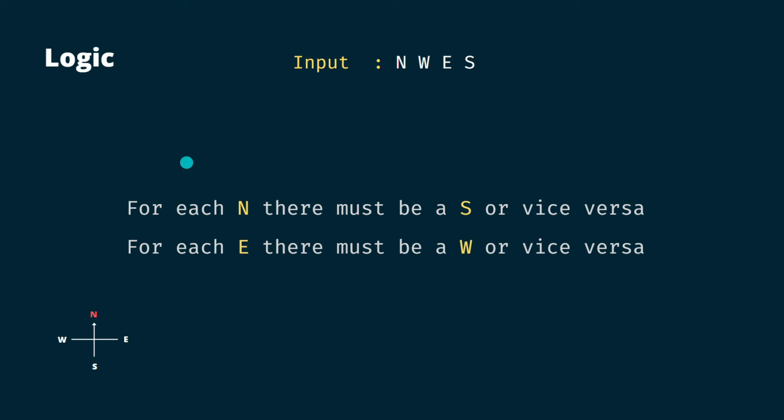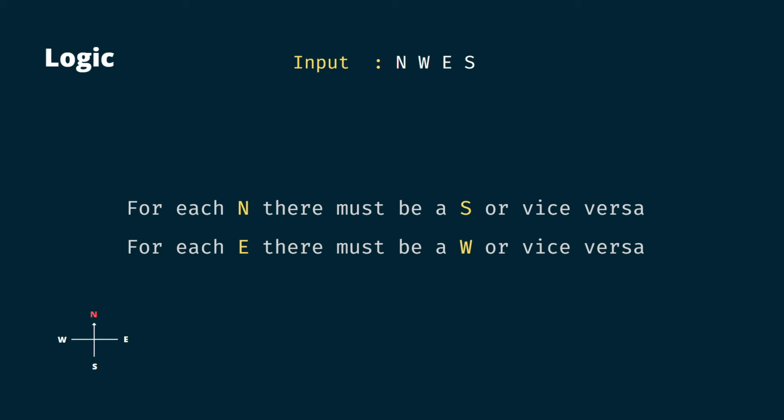Now let's see the logic behind this problem and how we can solve it. In the input string, for each N there must be an S, or vice versa. If there is an S character, there must be an N character, so that it eventually comes to neutral. Similarly, east and west must be balanced. So let's jump into the coding section.